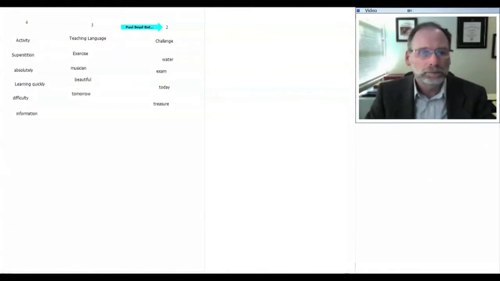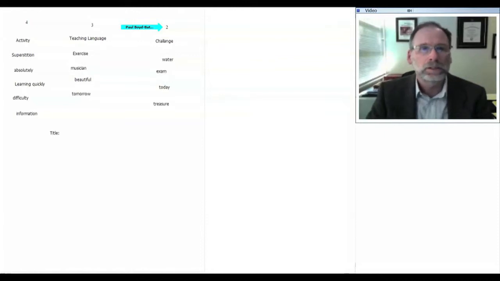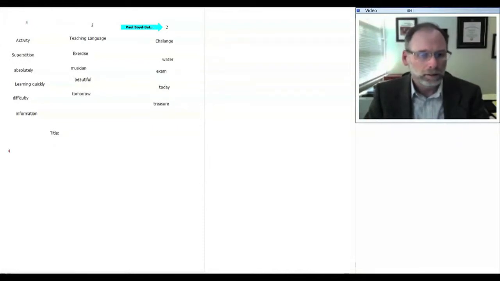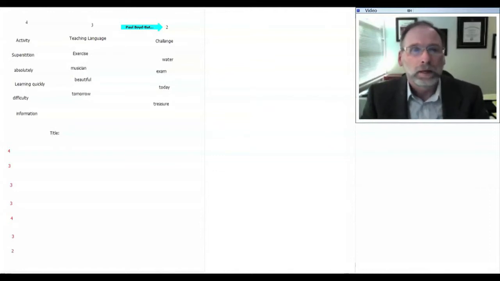And then on the side, I'm going to write the number of syllables we're going to use. And I'm going to change the color to red. 4, 3, 3, 3. Keep on going. 4, 3, 2, 2. Okay, now I can pick words and phrases that can go in these areas.